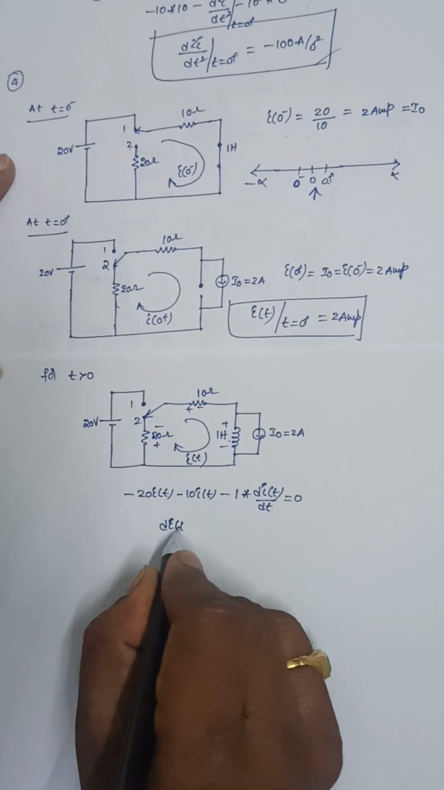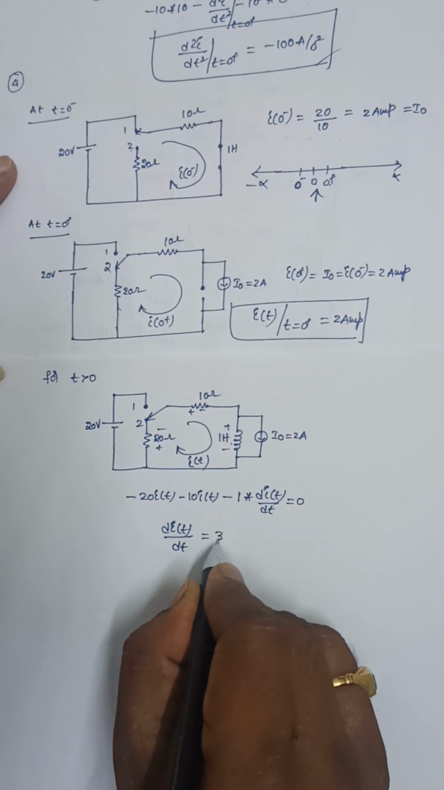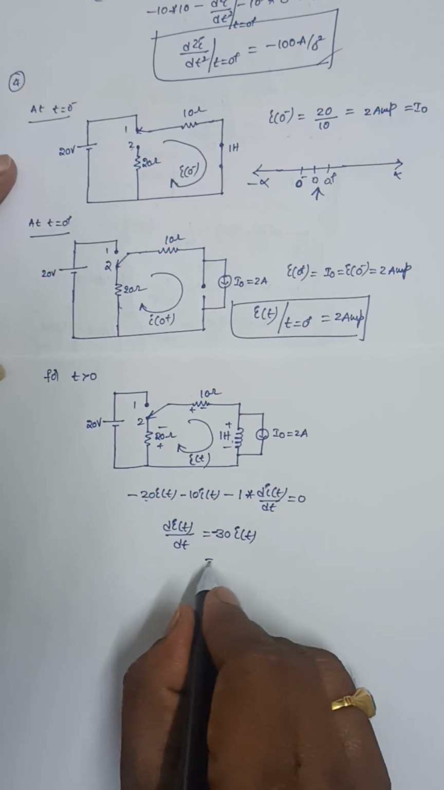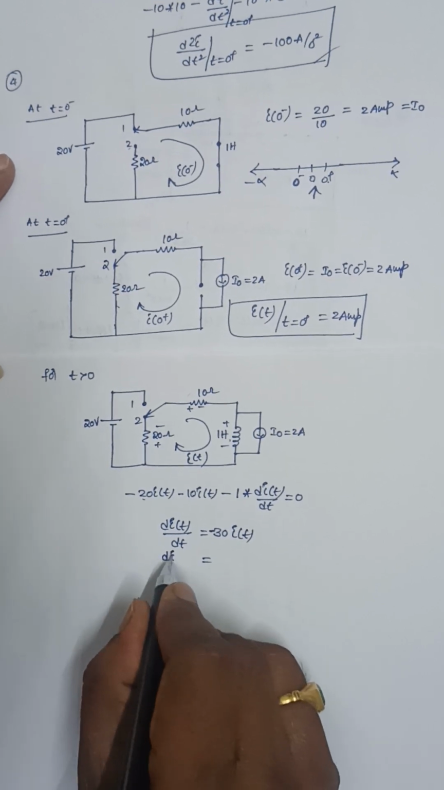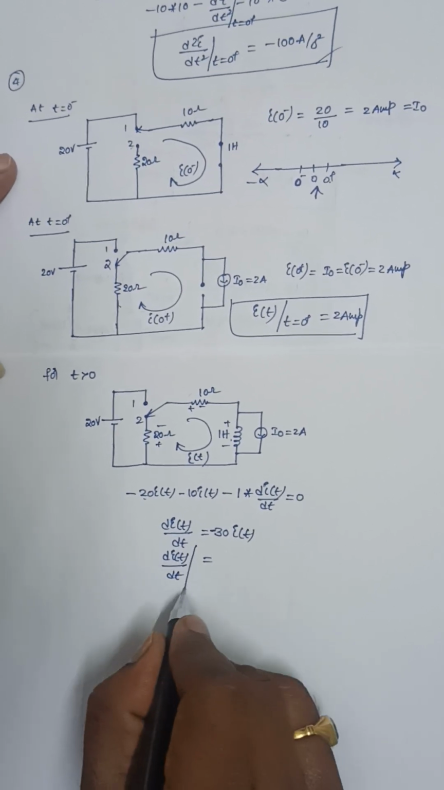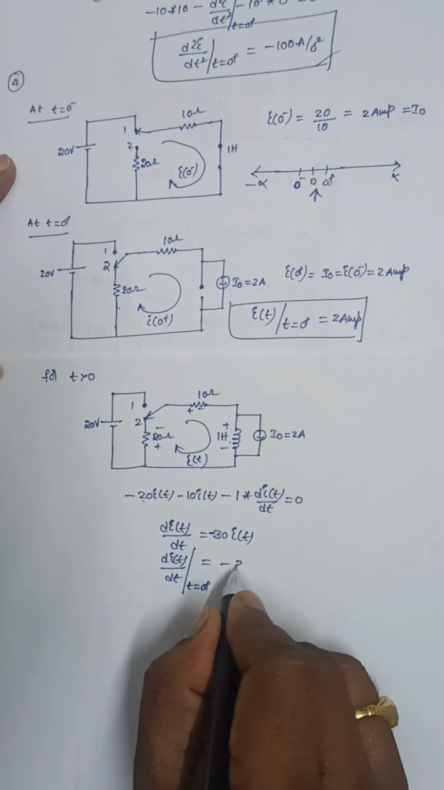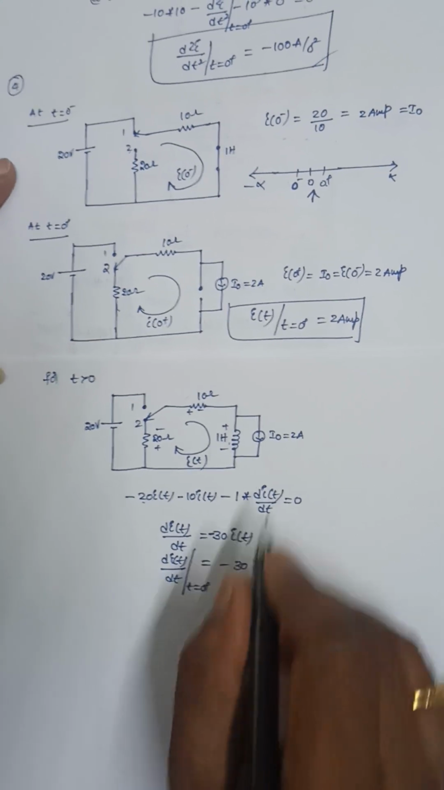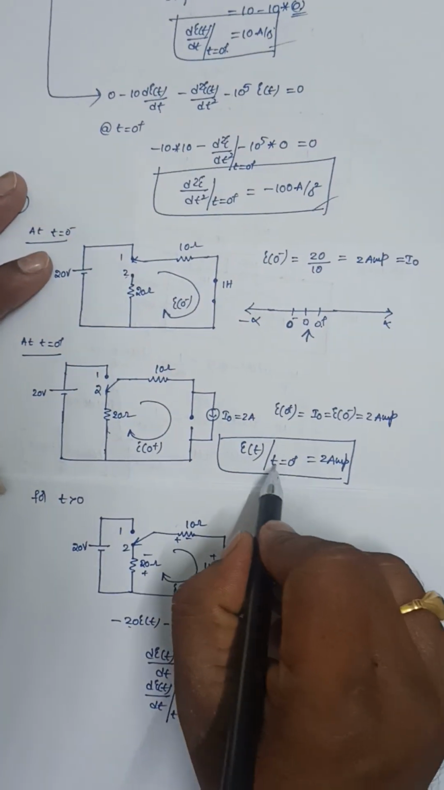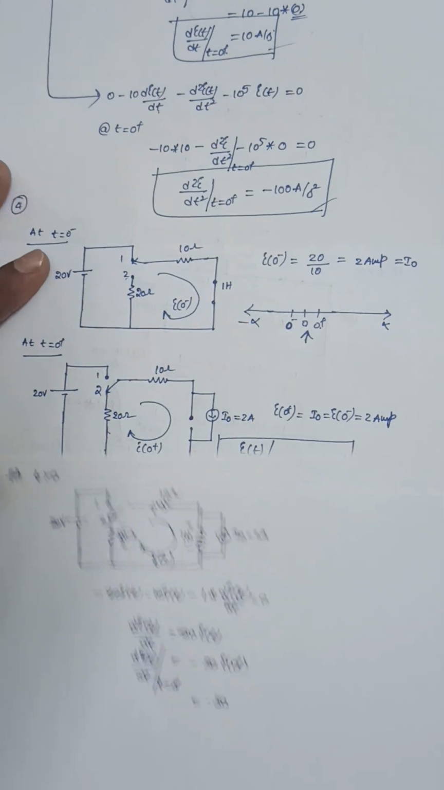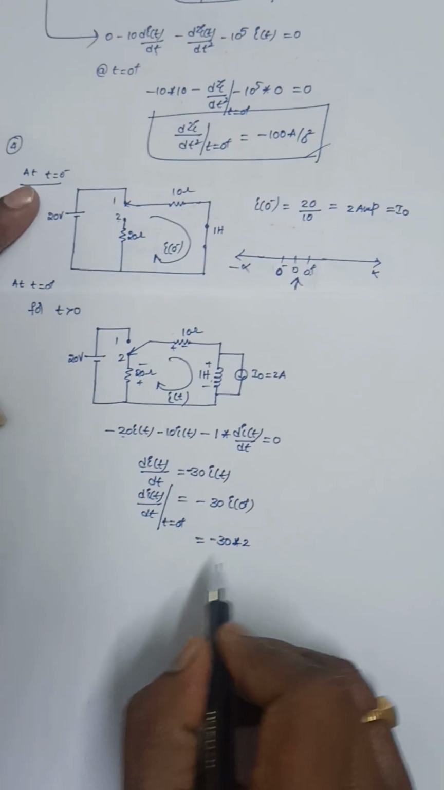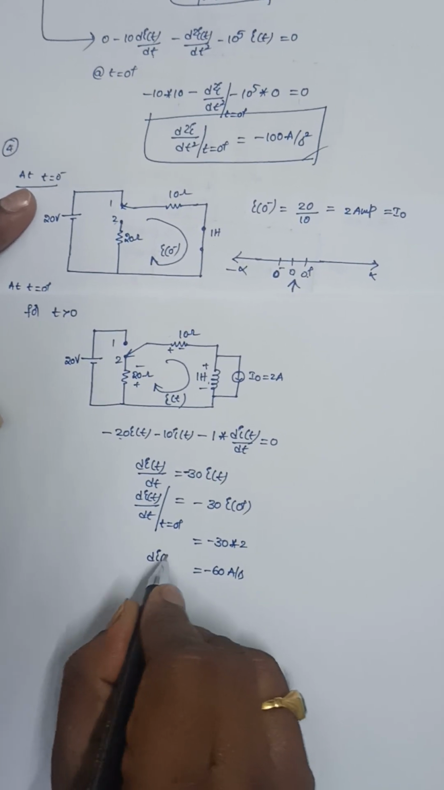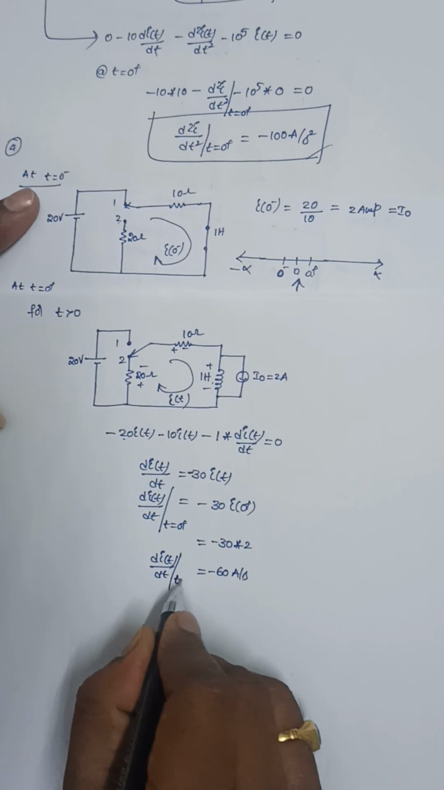Now di(t)/dt is equal to 30 minus 30 into i(t), since 20 plus 10 is equal to 30. Now di(t)/dt at t equal to 0+ is equal to minus 30 into i(0+). The value of i(0+) we calculated here as 2 amperes, so it is minus 30 into 2, that is minus 60 amperes per second. So this is di(t)/dt at t equal to 0+.